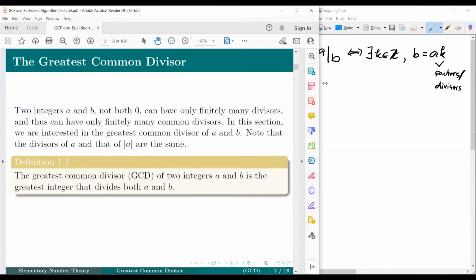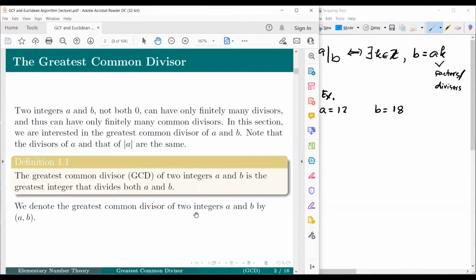Now let's have here an example where a is equal to, say, 12, and b is 18. Now let's try to find the GCD of 12 and 18. By the way, we denote the greatest common divisor of two integers a and b by this notation. So we will be finding the GCD of 12 and 18.